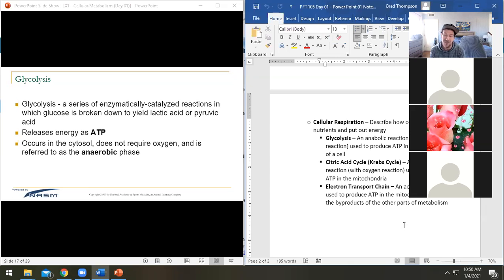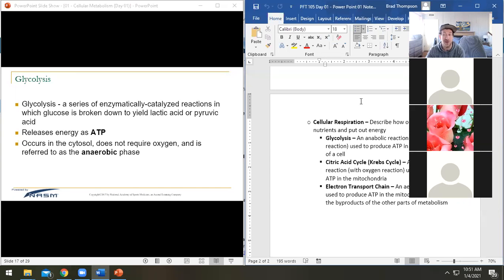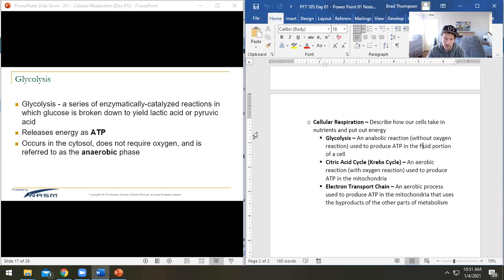And as I keep going, I'm making ATP, but there are some byproducts left over. In the process of glycolysis, the byproduct that's left over is lactic acid. I'm sure you are familiar with lactic acid. It's what makes your muscles burn like crazy, right? Where you're just like, oh God, it's starting to burn. That takes place in the fluid portion of the cell.